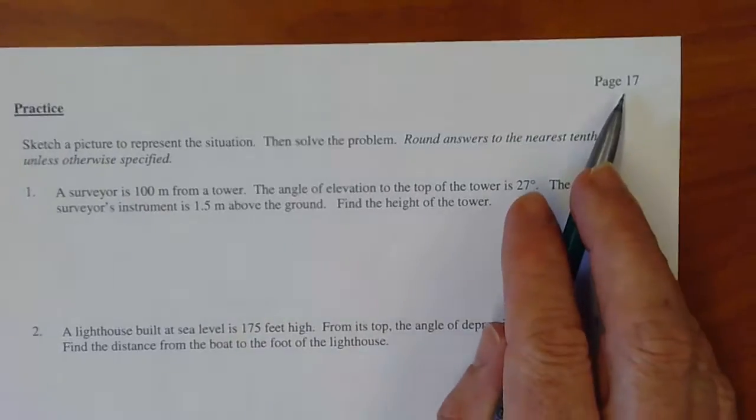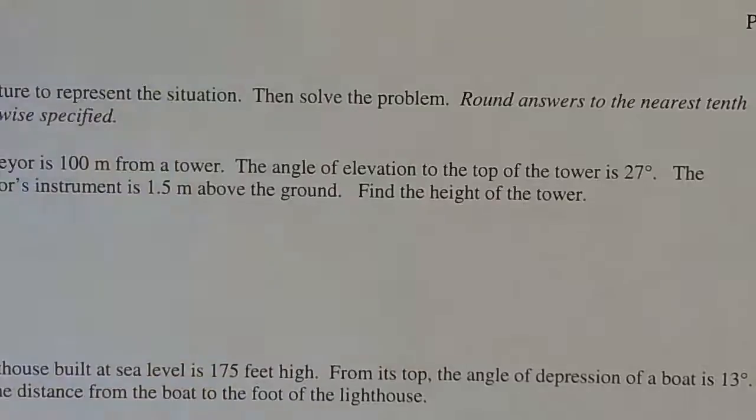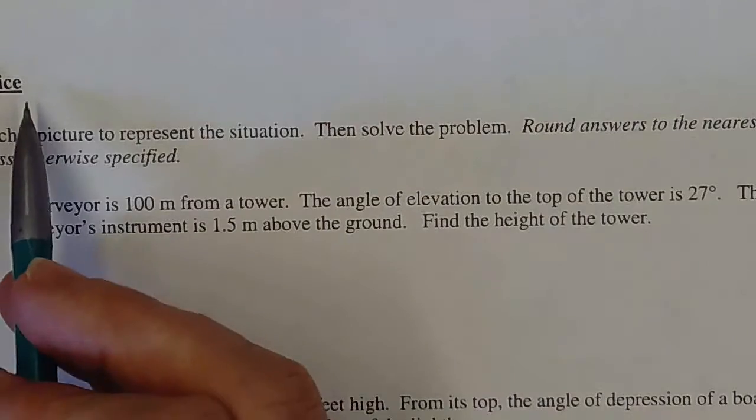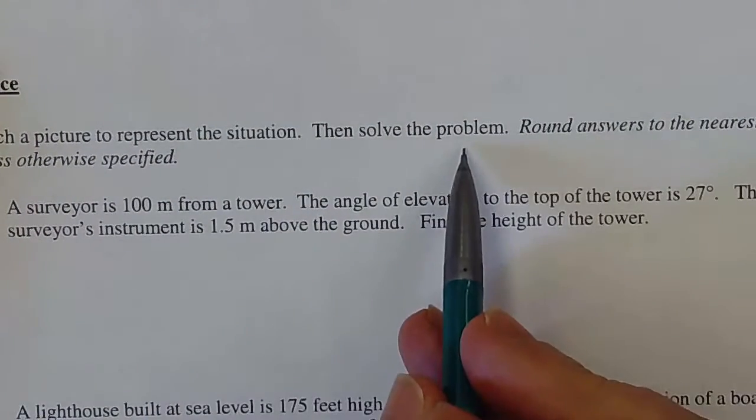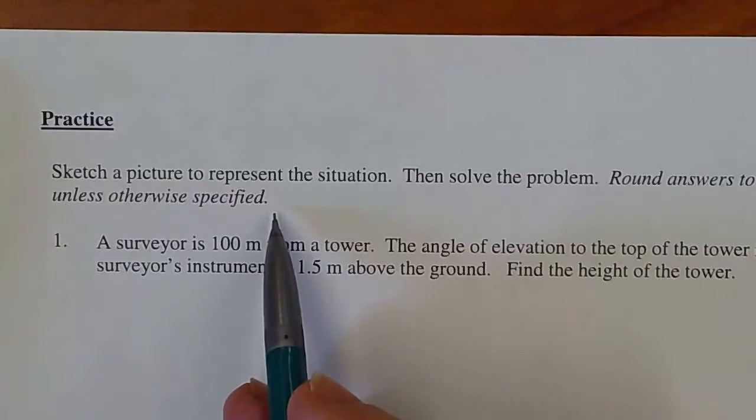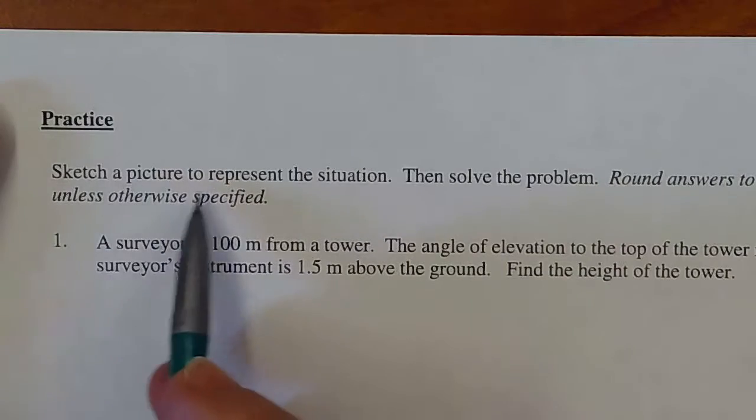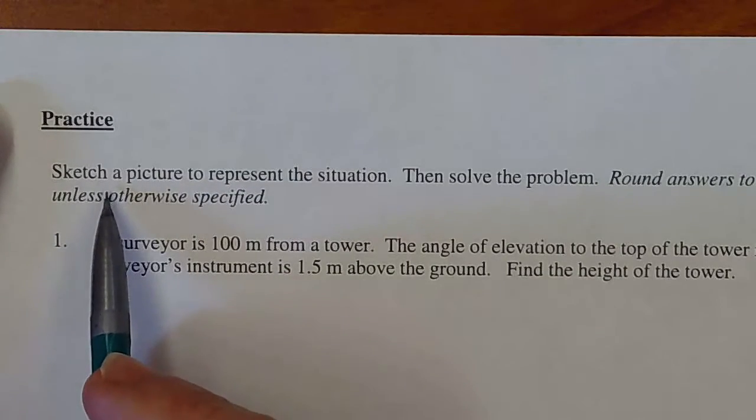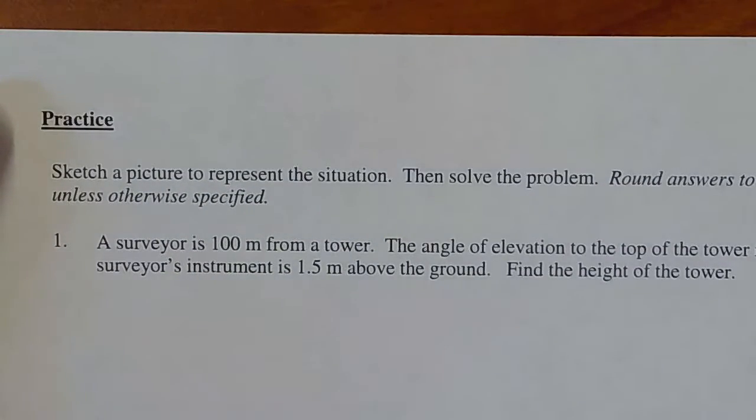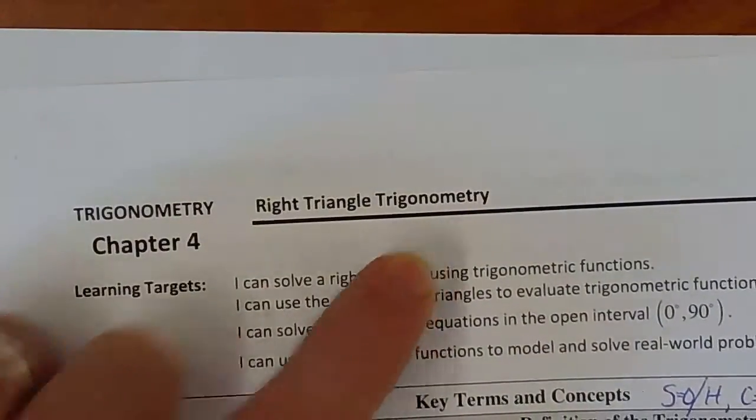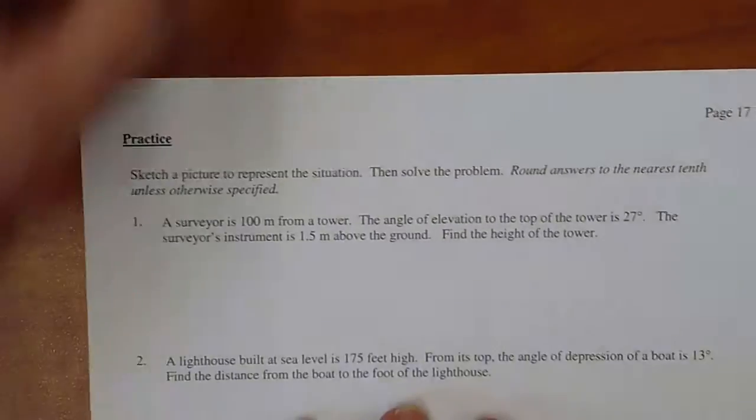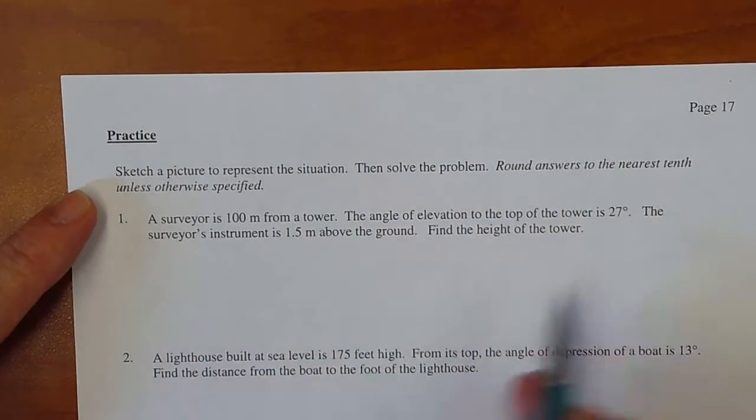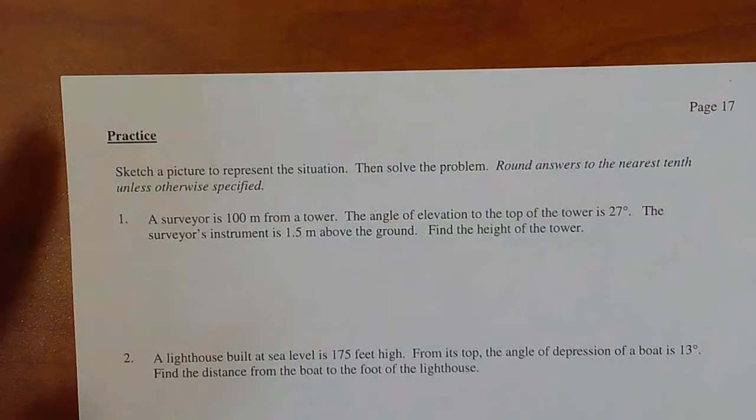Okay, so it's page 17 here in the notes packet. All right, so the directions say sketch a picture to represent the situation, then solve the problem. Round your answers to the nearest tenth unless otherwise specified. Okay, so usually this sketch is going to involve some type of right triangle. That's what 4.3 is all about. It's right triangle trigonometry. Okay, so go ahead and read number 1 to yourself, and then I'll help you with the sketch.